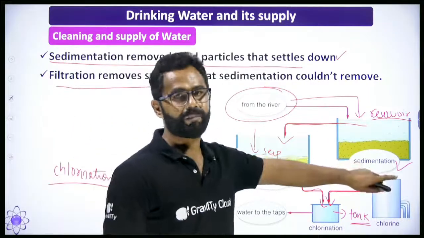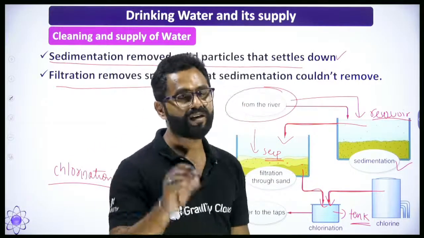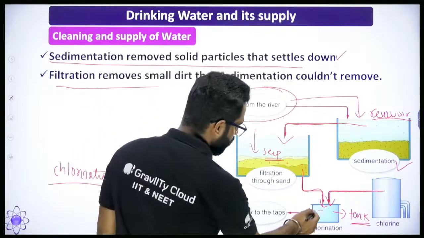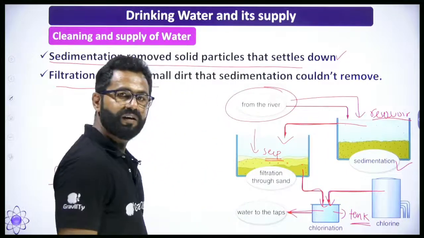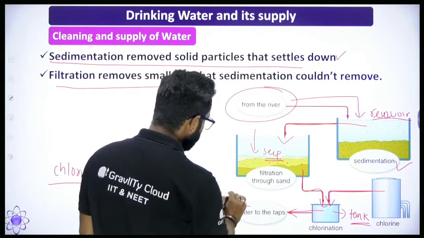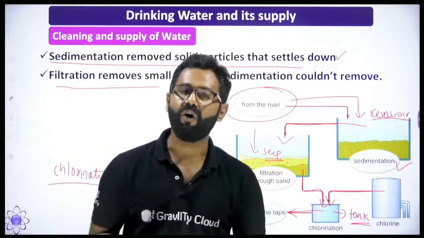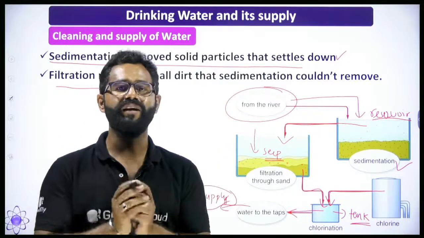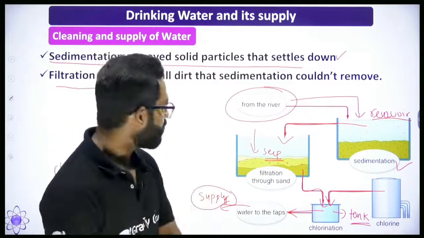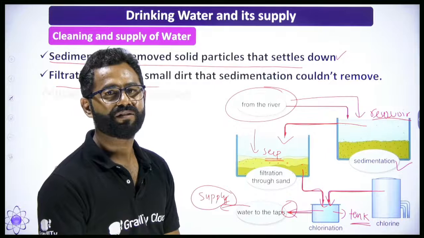So sedimentation removes the big particles, filtration removes the small particles, and chlorination removes the insects, germs, or any kind of bacteria. Whatever water comes out of the chlorination tank is passed for the supply. When I say passed for supply, that means it is passed to the homes or schools or any other area where we use the clean water, right? So you can easily drink the water which we obtain here.